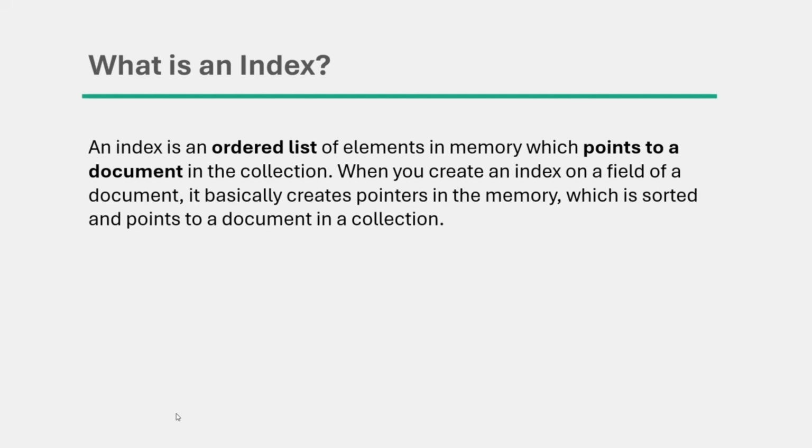And when you create an index on a field of a document, it basically creates pointers in memory which are sorted and point to documents in the collection. Let's understand it with an example.